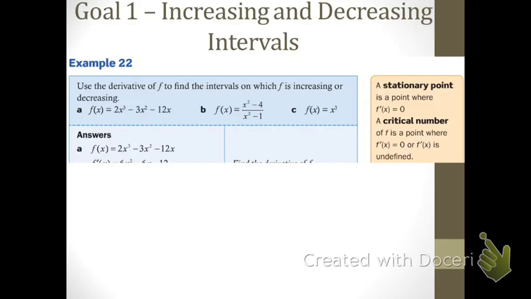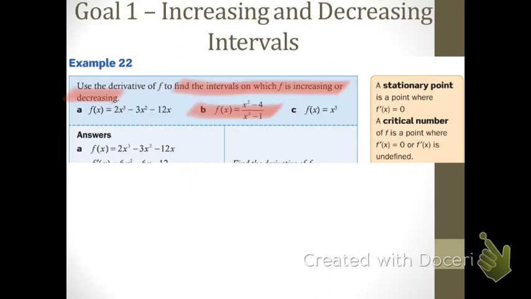What I'm looking at here is example 22 from chapter 7, and what it's asking you to do is to use the derivative of f to find the intervals on which f is increasing or decreasing. Now there's three examples here. For the sake of time, I'm going to work example B alone with you, but the same principles that I apply here, you could apply to the function in either part A or part C as well.